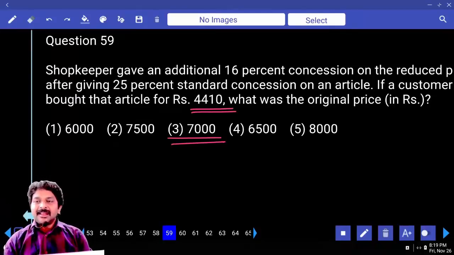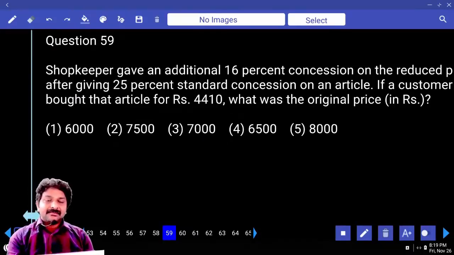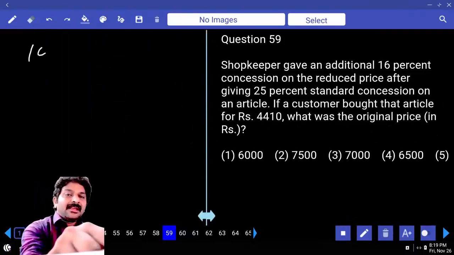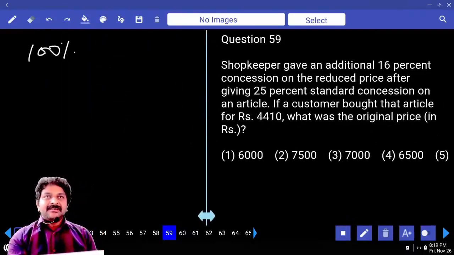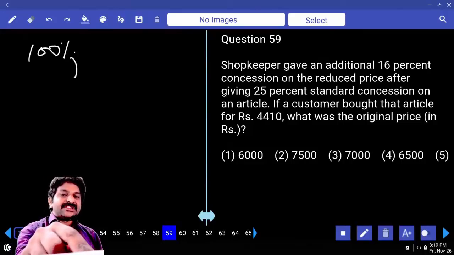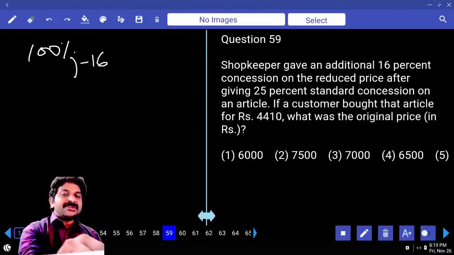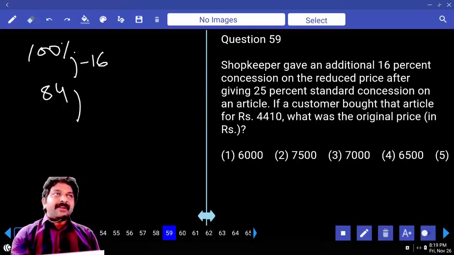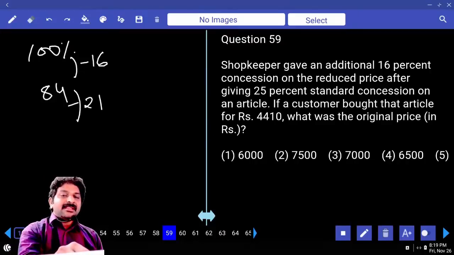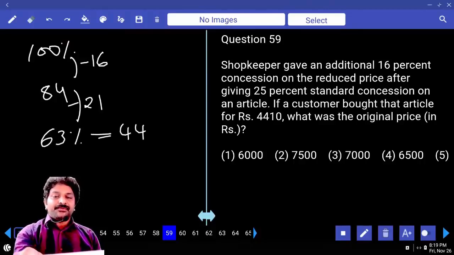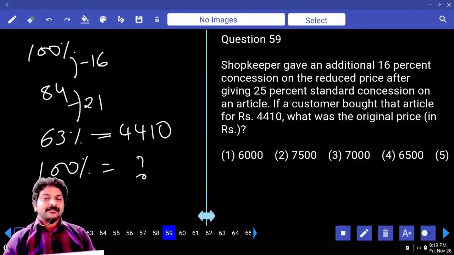Right. If you want to actually do it, initial price 100%, first there is a discount of 16, then the value becomes 84, and again 25%, which is 21. Then the value becomes 63, which is equal to 4410. 100% is equal to how much?